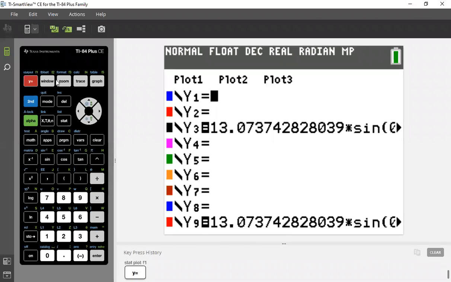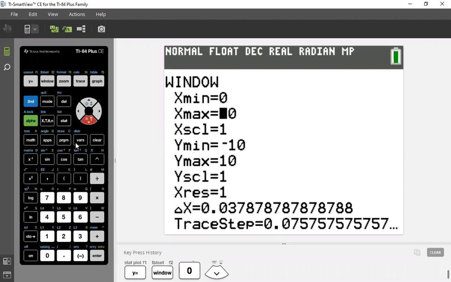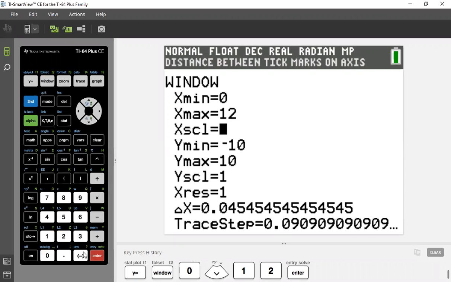Now, go to window and, okay, x min. Well, x is time in months. Well, the lowest amount of time ever is 0. It's over the course of a year, so let's make x max 12. A scale of 1 is probably good.